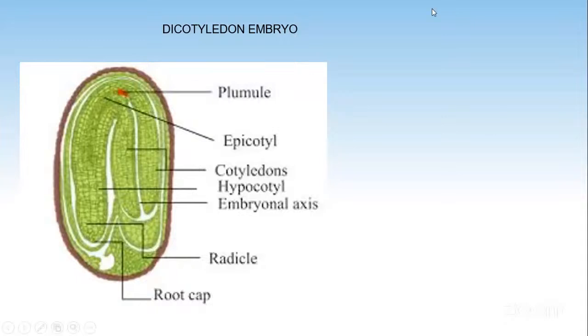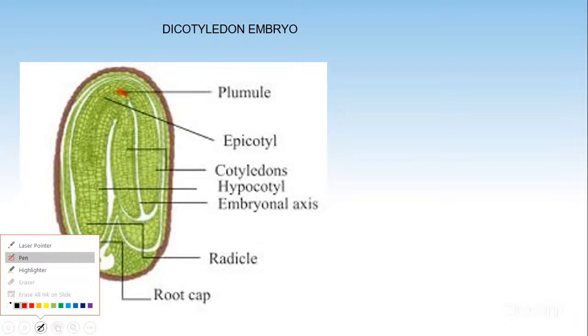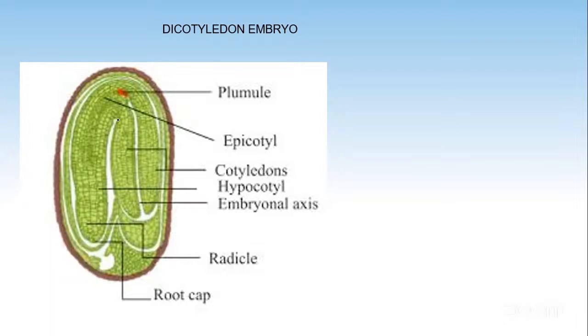Observe here. There is a dicotyledon embryo. We know that if it is a dicotyledon, it should have two cotyledons. Yes or no? Two cotyledons. Here you can see this is one cotyledon, and here you can observe there is another cotyledon. Are you observing, guys? This is one cotyledon and this is the second cotyledon. So these are called cotyledons.